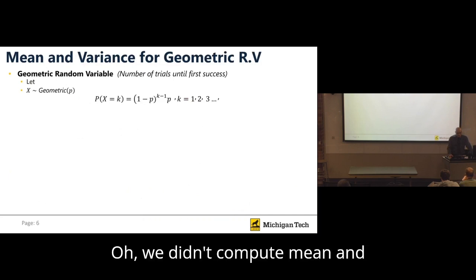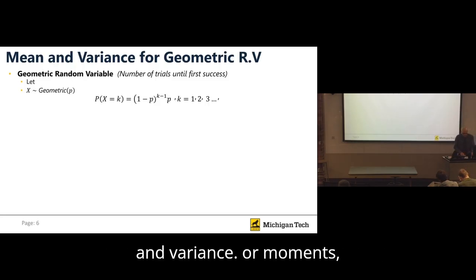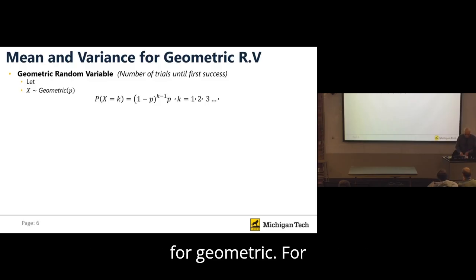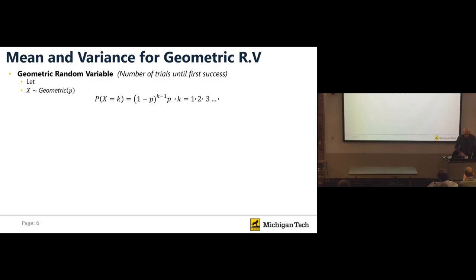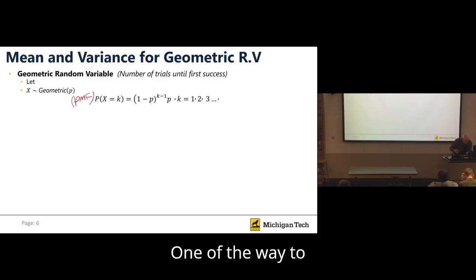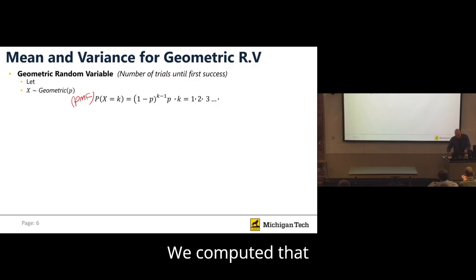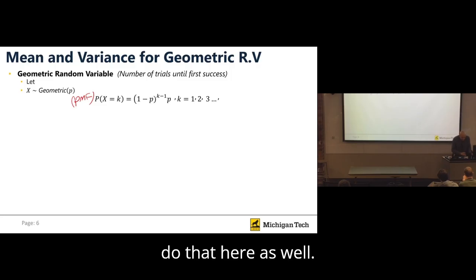Oh, we didn't compute the mean and variance, of course. We know mean and variance, or moments. How can we compute mean and variance for geometric random variables? We also can find them. We have the probability mass function. One of the ways to compute mean and variance is to use the probability mass function. We computed that a couple of times last class, but we can do that here as well.